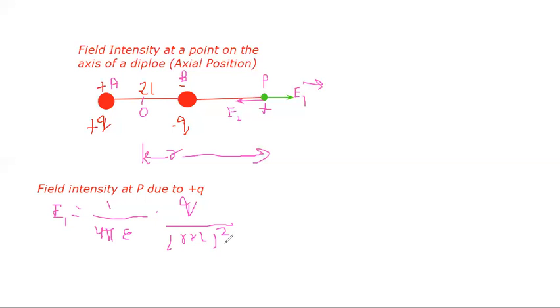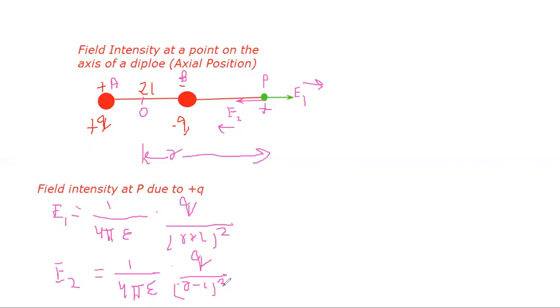And due to minus q, what will be E2? Since it is minus and the test charge is positive, it is an attractive force. So E2 is directed in this direction. Again, this is 1 by 4 pi epsilon into q, and the distance between this point and P is BP, which is OP minus OB. What is OP? r. So this is (r minus L) whole square.